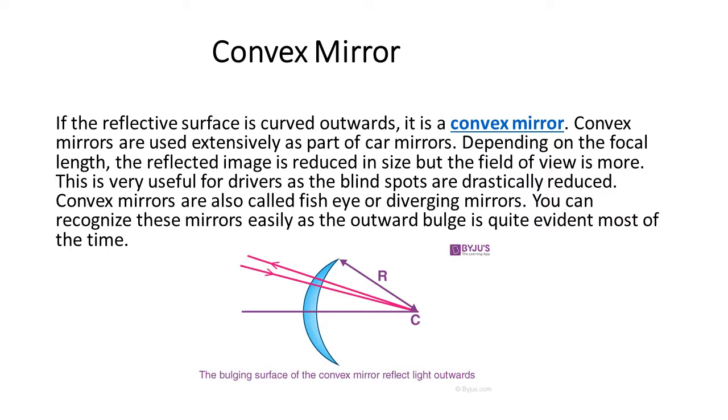And convex mirror is used in various parts of car mirrors, and also by drivers for blind spots. It's also called the fisheye or diverging mirror. We'll be discussing the use of convex mirror in the later part, and the images formed in a convex mirror.